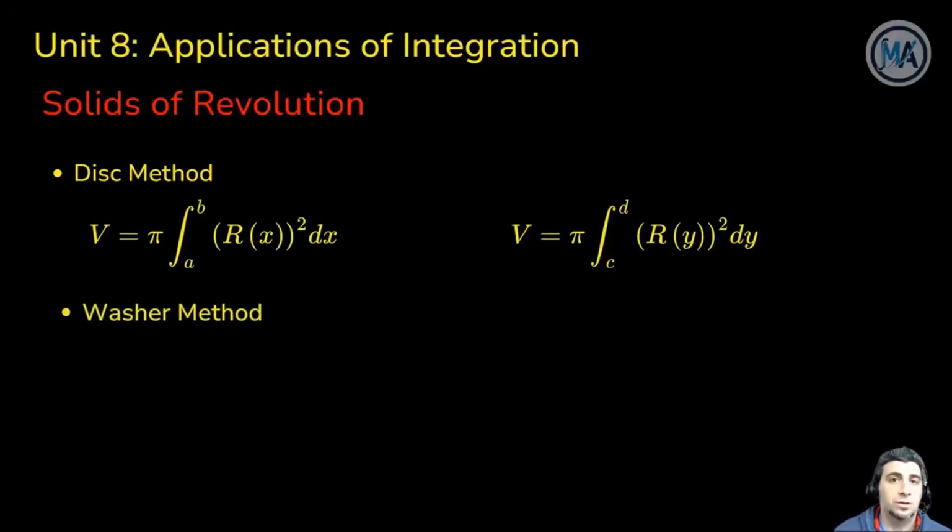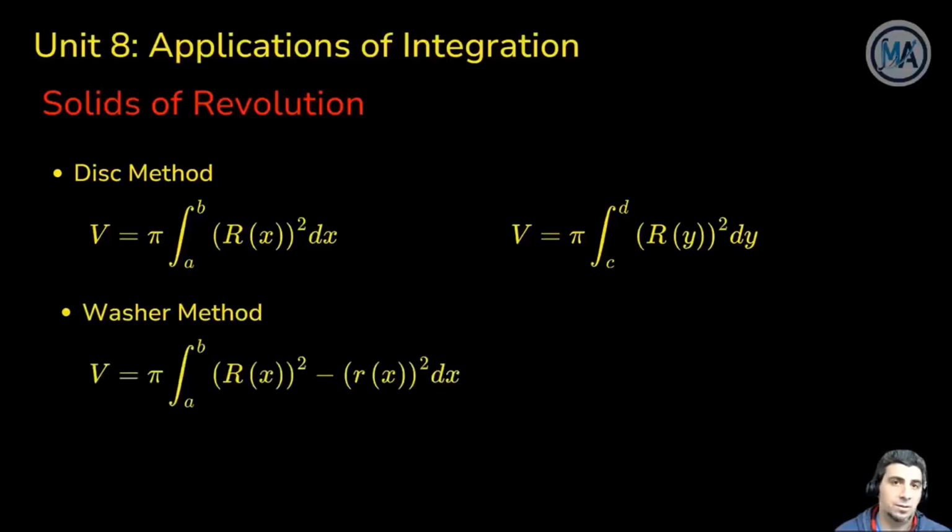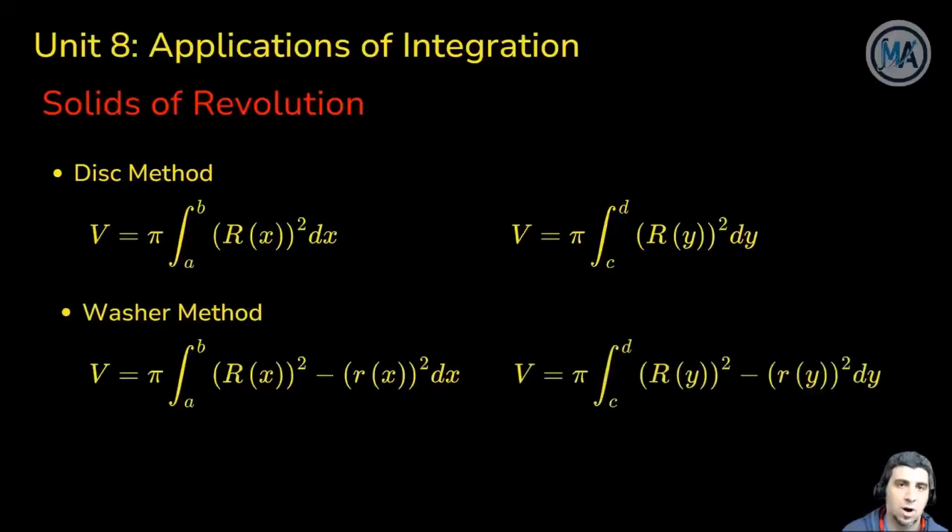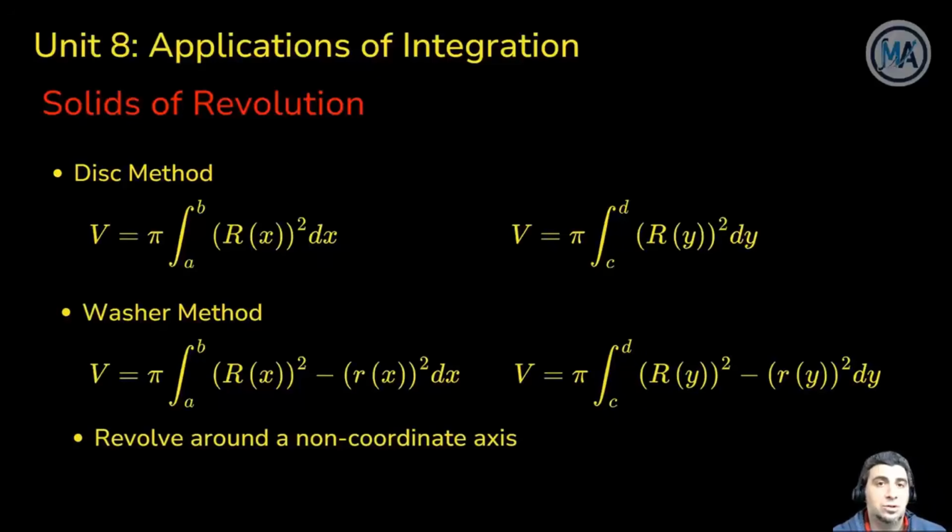The washer method is the same type of setup, but in this case, when you rotate it, the region produces a cross section that is a disk with a hole in it. You have big R squared minus little r squared in the integrand. Both x and y orientations need to be understood. Some problems may ask you to revolve a region about a non-coordinate axis. They're either going to be a vertical or horizontal axis.